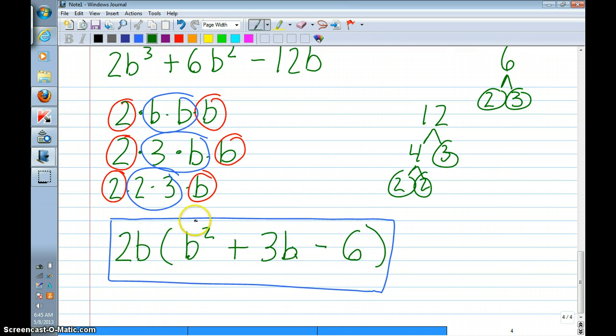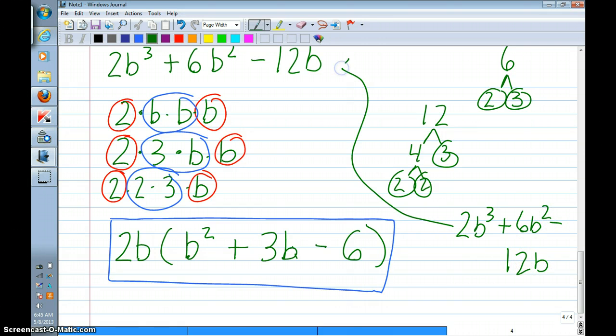But I'm going to use it to double check. 2b times b squared would be 2b to the third. 2b times 3b would be 6b squared. And 2b times minus 6 would be minus 12b. And I can go back up to the top here. Yep, 2b to the third, 6b squared, minus 12b. I got the correct answer. So go through a few on your own, and come with any questions to class.